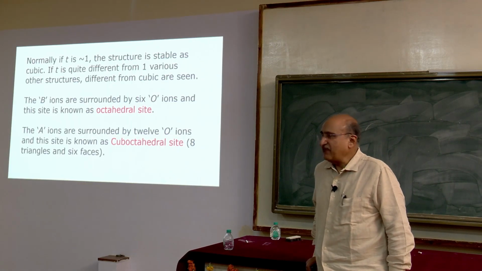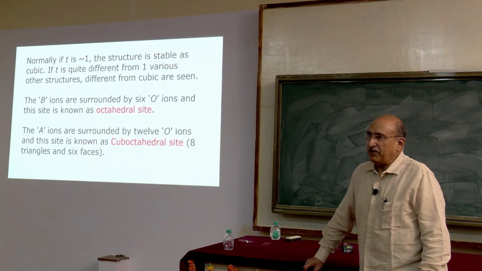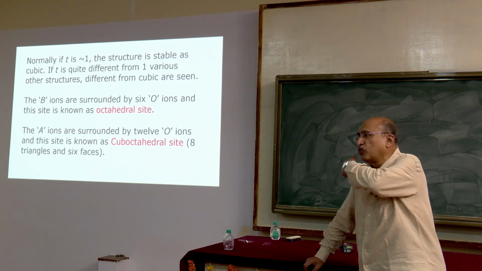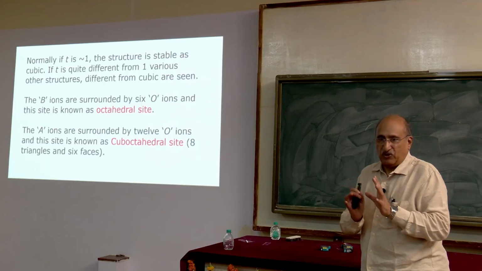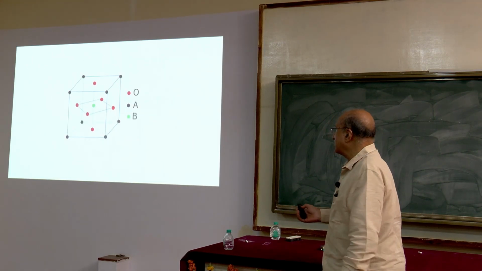I'm sorry, I don't even know how to pronounce it properly. It's a very complicated site. It consists of 8 triangles and 6 faces. I mean, it was impossible for me to draw that particular figure. So I would suggest that you look at any book or do a Google search of this particular site. They will show a very nice, beautiful picture of this particular thing. Okay, but let's look at the octahedral site, which is actually interesting.